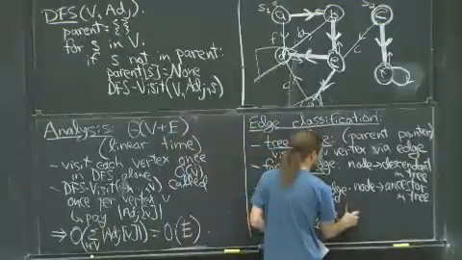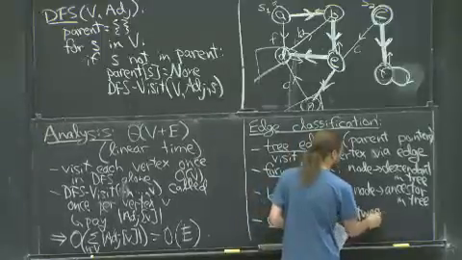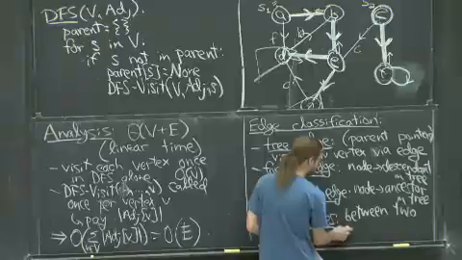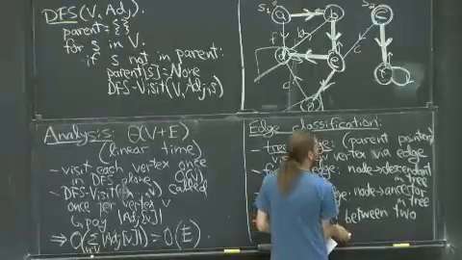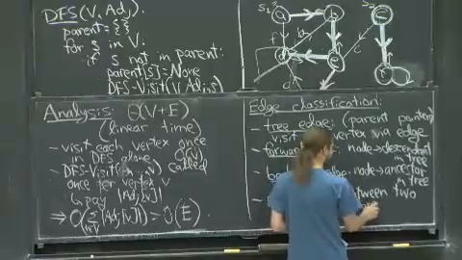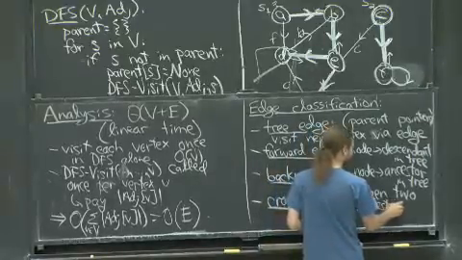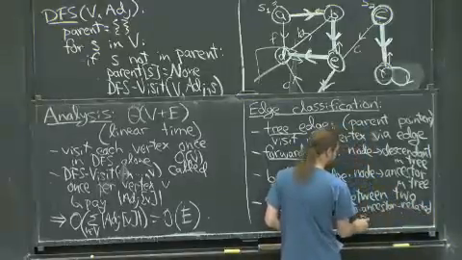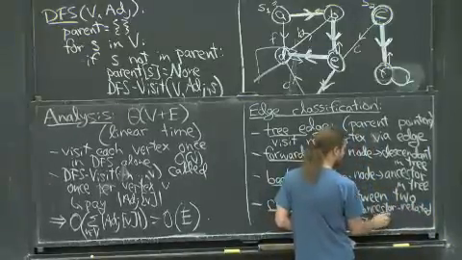So cross edge is between two sort of non-ancestor related, I think is the shortest way to write this. Subtrees or nodes.